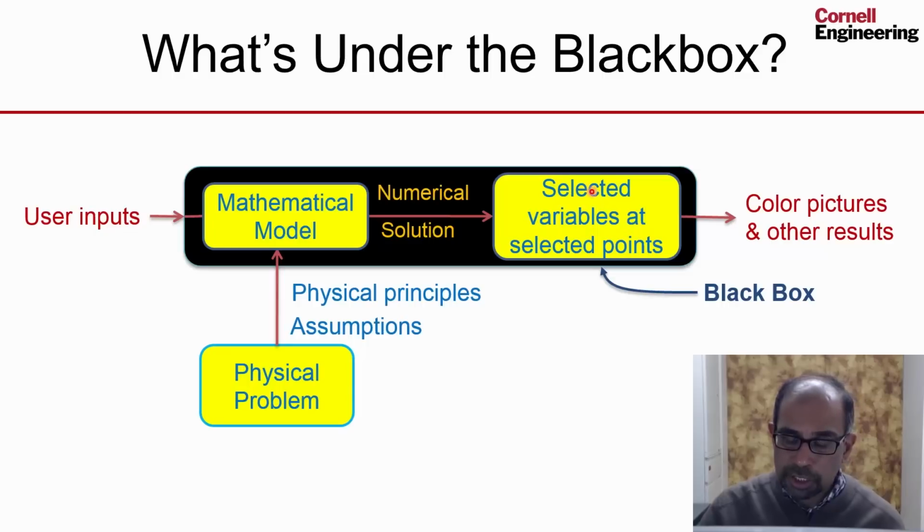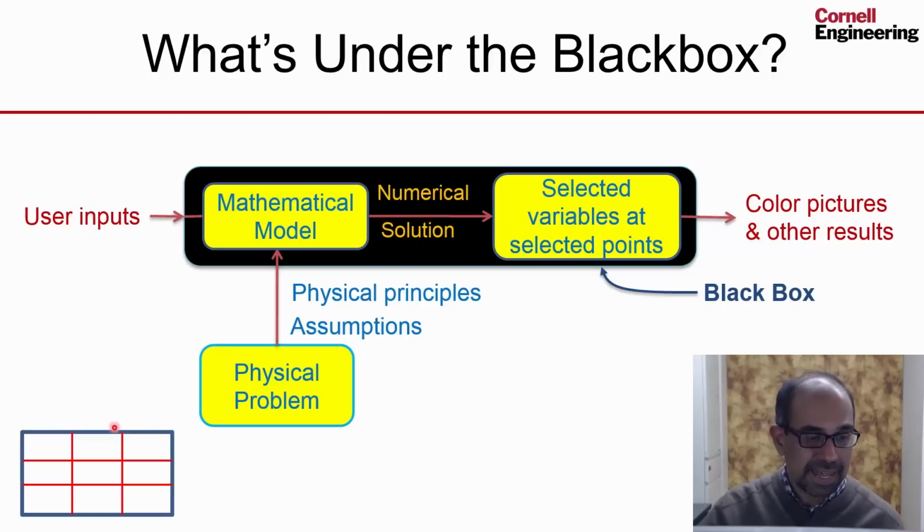And it's also not going to obtain these selected variables everywhere. It's going to obtain it only at selected points. And these selected points might be corners, it might be mid-sides of each of these sides, when you divide the domain up, which we have to do using a mesh, or it could be the centers of these little elements or cells. So we need to know, in the simulation, what the tool is calculating directly and at which points.